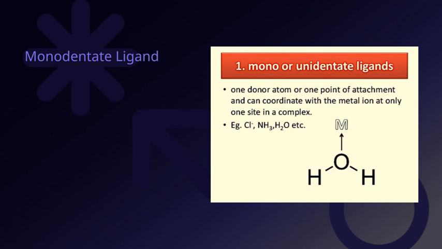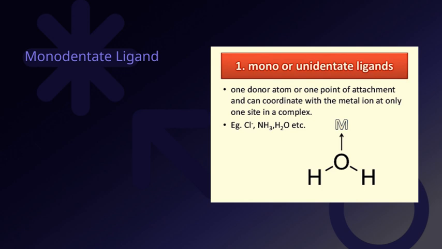Let's take a closer look at monodentate ligands. These are ligands that can coordinate to a central metal atom or ion through just a single donor atom. Think of them as one-point connectors. They attach at just one site. This simplicity makes them quite common in coordination chemistry. Examples include molecules like ammonia, water, and chloride ions, which each have one lone pair to donate.